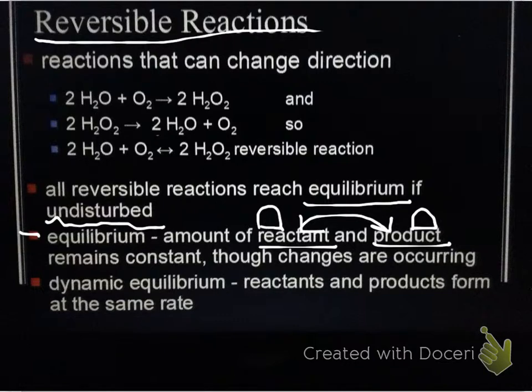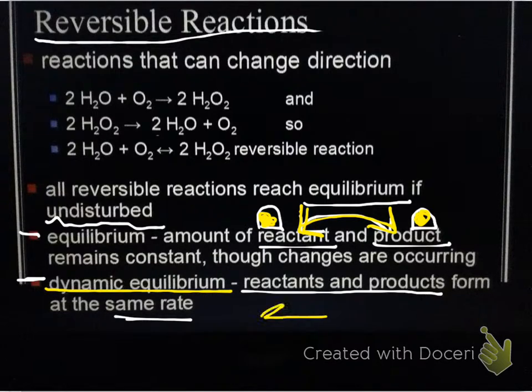Okay. A specific type of equilibrium is known as dynamic equilibrium, and this is specifically when the reactants and products form at the same rate. So usually, when you're looking at the back and forth, like we do here, the rate isn't the same, it's just the amount on each side that stays the same. When you have dynamic equilibrium, the movement in both directions is exactly the same rate or speed of reaction.